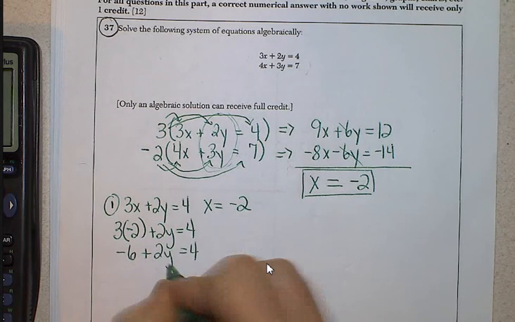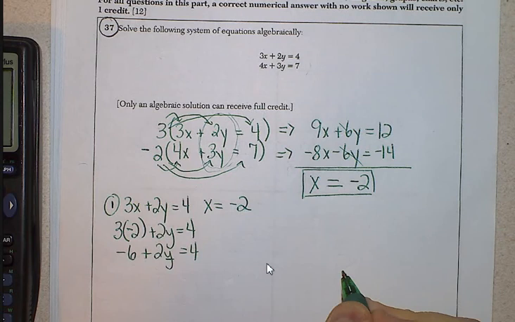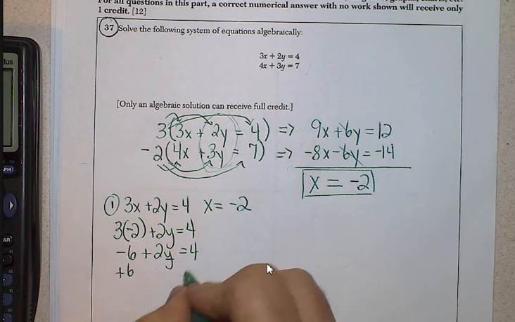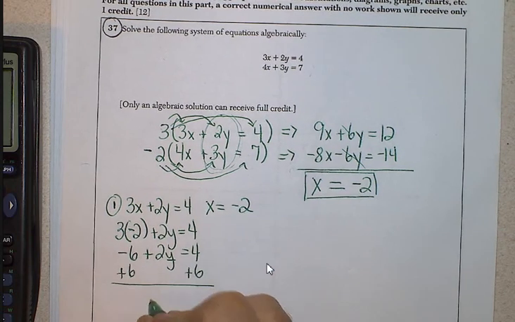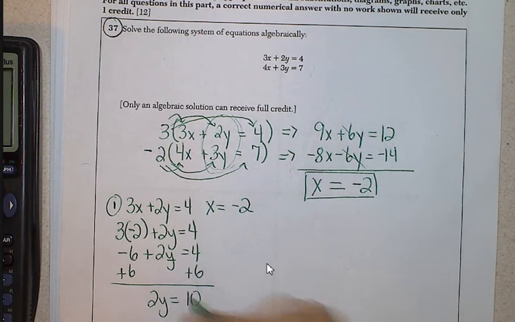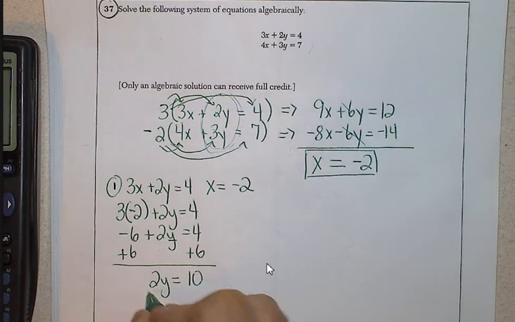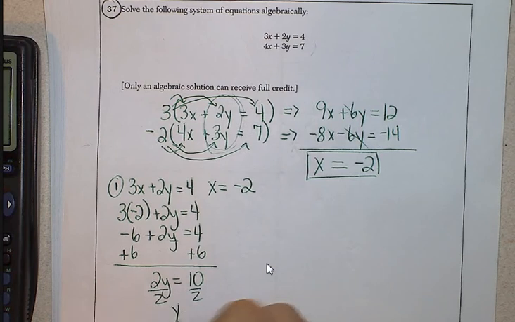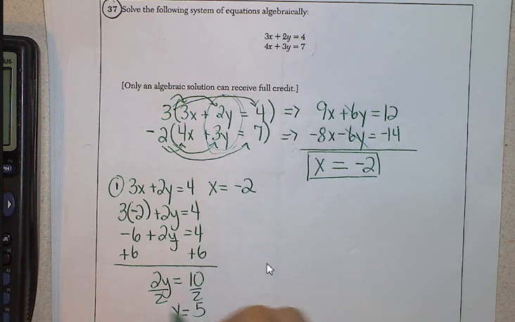And now I'm going to try to get that y by itself. I'm going to add the 6, so I can zero that out. I get 2y is equal to 10. Then I'm going to divide by 2, so I get y is equal to 5.